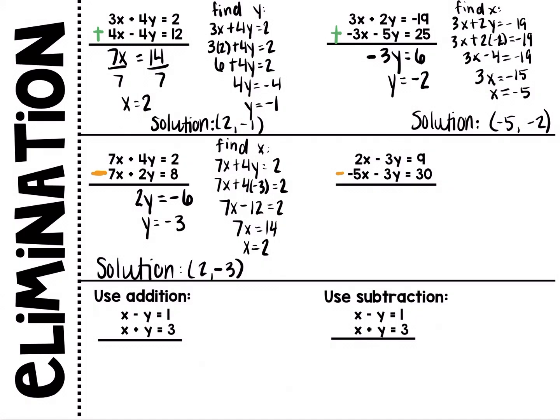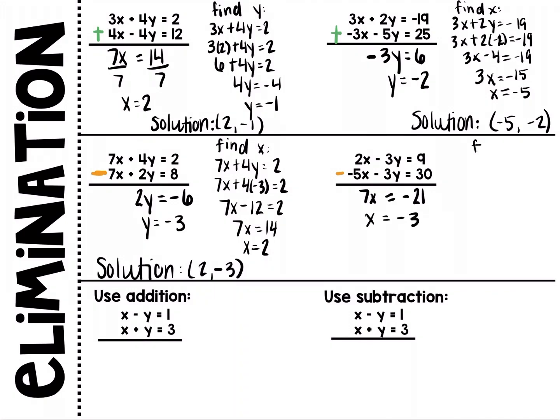So 5x minus 2x is really... 2x minus 5x, which is negative 3x. Negative 3y minus negative 3y is negative 3y plus 3y, which is 0. And then 9 minus 30 is negative 21. Okay, so then we're going to divide by 7. And x equals negative 3.